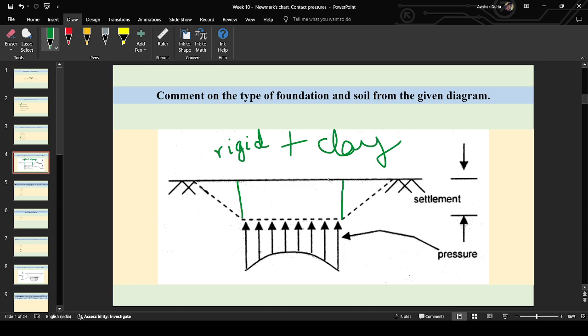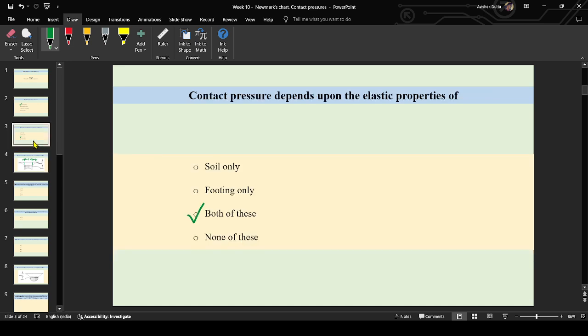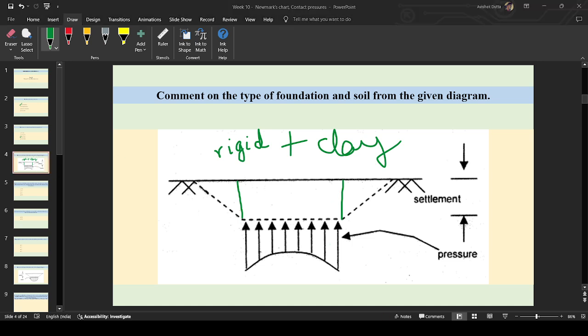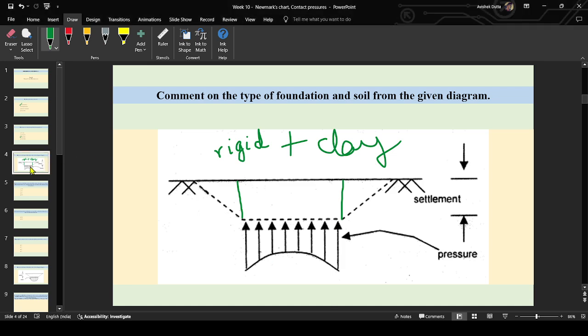So in this way you can find out. So your doubt is clear. As you have mentioned in the previous question, it does not depend on the footing. Okay, we'll just carry on. After all the questions, I think your doubt will be clear. Is this solution clear to you? Yes. Because it is constant settlement, it is a rigid footing, and the pressure is minimum at the center, maximum at the edges. It is clay. Okay. Rigid footing and clay soil. Next question.